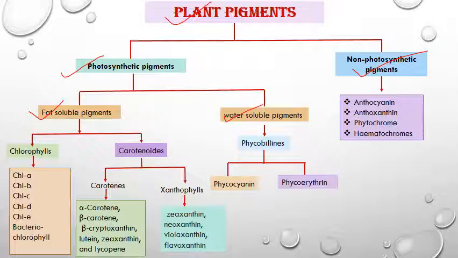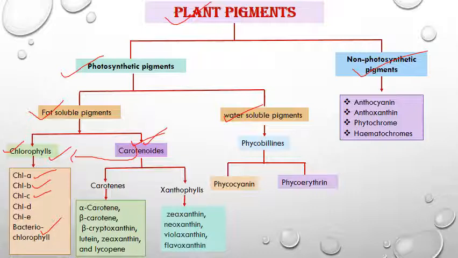Firstly, fat soluble pigments are of two types. One is chlorophyll, that is the main pigment of photosynthesis. Then next is carotenoids. Chlorophylls are of various types, that is chlorophyll a, chlorophyll b, chlorophyll c, d, e, and bacteriochlorophyll, that we'll discuss in detail in the next slide. And the other pigments are carotenoids, which are known as accessory pigments or helping pigments. Why helping pigments? Because those wavelengths of light which are not absorbed by chlorophyll are absorbed by carotenoids and they will give it to the chlorophyll.